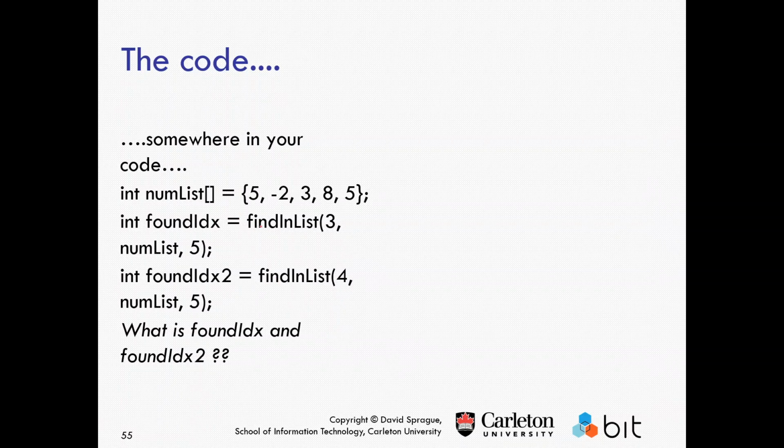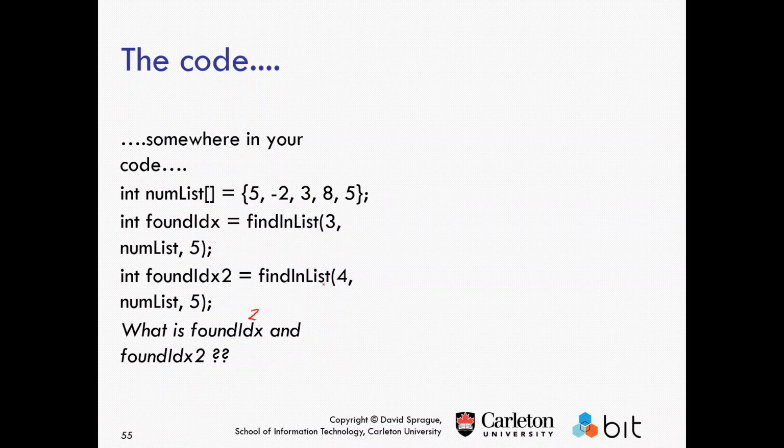So what I would expect is I'm going to walk through this thing. When I find a 3, I'm going to stop. So 0, 1, 2. I would expect this to be the value 2. 0, 1, 2. That's where the 3 is located.